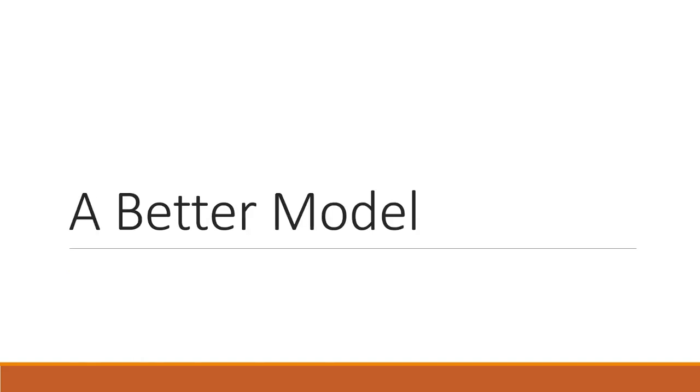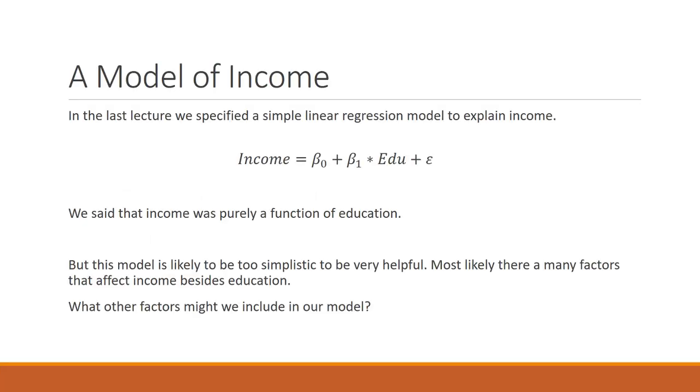So let's begin this lecture by thinking, okay, can we do better? Can we make a better model? Can we make a better model of wages? Can we make a better model of some other dependent variable that we might be interested in? Can we make a better model than just a simple regression model? So if we want to set out to do that, all right, let's just remind ourselves here. We had a simple regression model last time, looking at income or wages as a function purely of education. But this is probably too simplistic to be very helpful. There are probably lots of factors that will affect wages. Well, what other factors might we include?